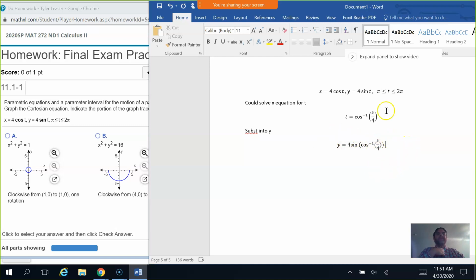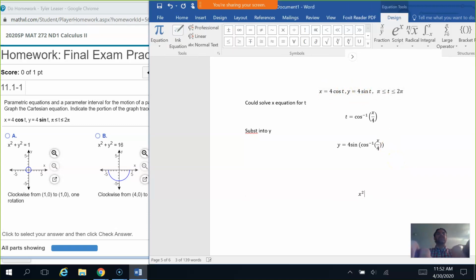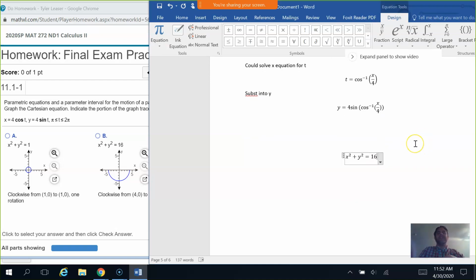Another way, of course, is just recognizing that anytime you have a cosine for the x and a sine for the y, it's going to end up being a circle. So just write down the equation of this circle, and that's what you're going to get. So this is a circle of radius 4 because it has a 4 in front of both the cosine and the sine. And then just a generic equation for a circle would be x squared plus y squared equals the square of the radius, 16. So that has to be the equation.